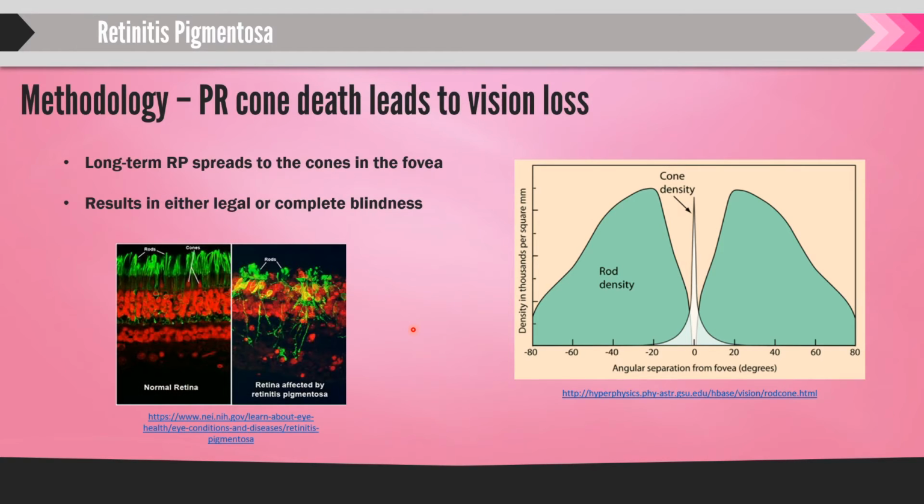Now, next up, your complete loss of vision is going to be because now not only have you been losing your rods, but you're also starting to lose your cones. So at the point that retinitis pigmentosa spreads to the cones, you're in the end game of retinitis pigmentosa, and that's when people completely lose their vision.